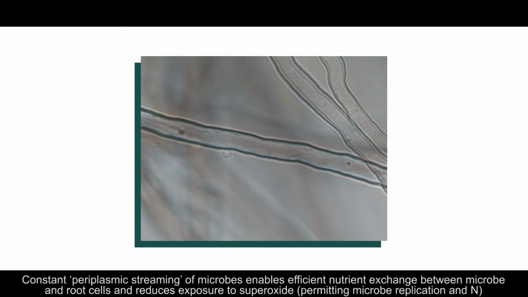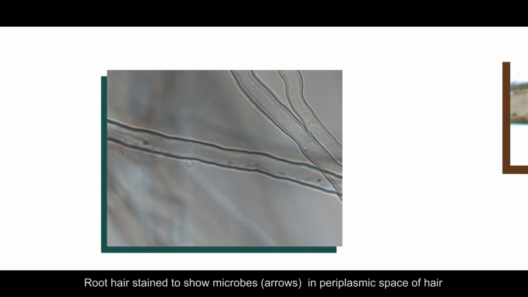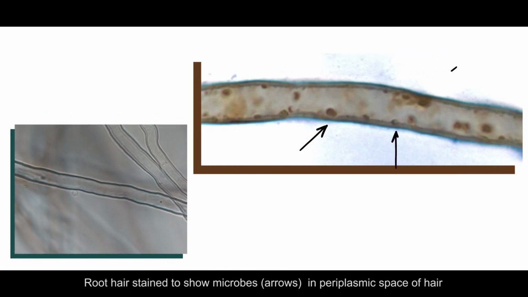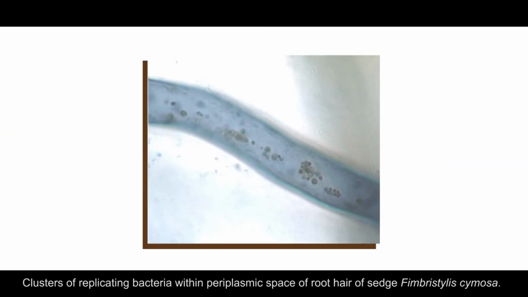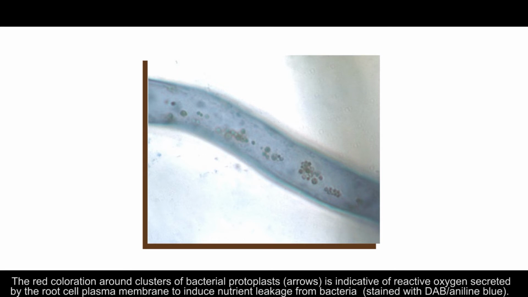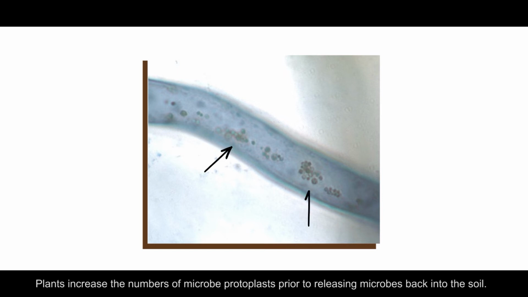Constant periplasmic streaming of microbes enables efficient nutrient exchange between microbe and root cells and reduces exposure to superoxide. Root hair stained to show microbes in periplasmic space of hair. Clusters of replicating bacteria within periplasmic space of root hair of sedge Fimbristylis cymosa. The red coloration around clusters of bacterial protoplasts is indicative of reactive oxygen secreted by the root cell plasma membrane to induce nutrient leakage from bacteria. Plants increase the numbers of microbe protoplasts prior to releasing microbes back into the soil.